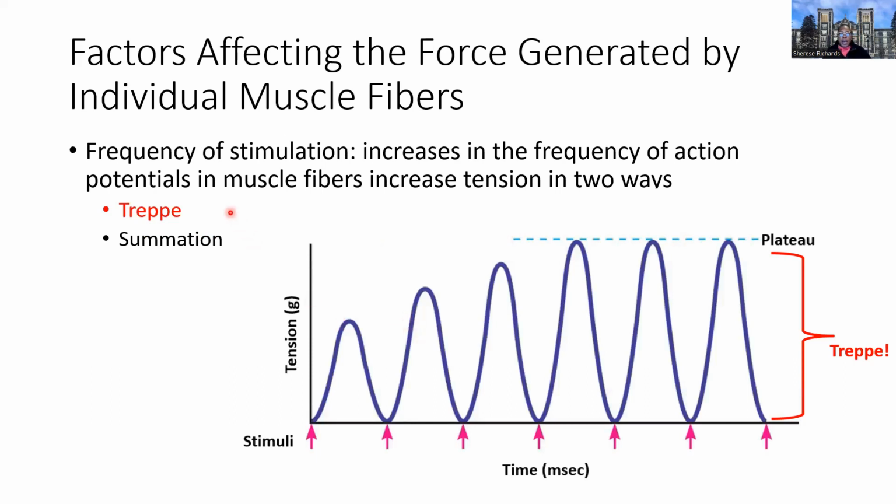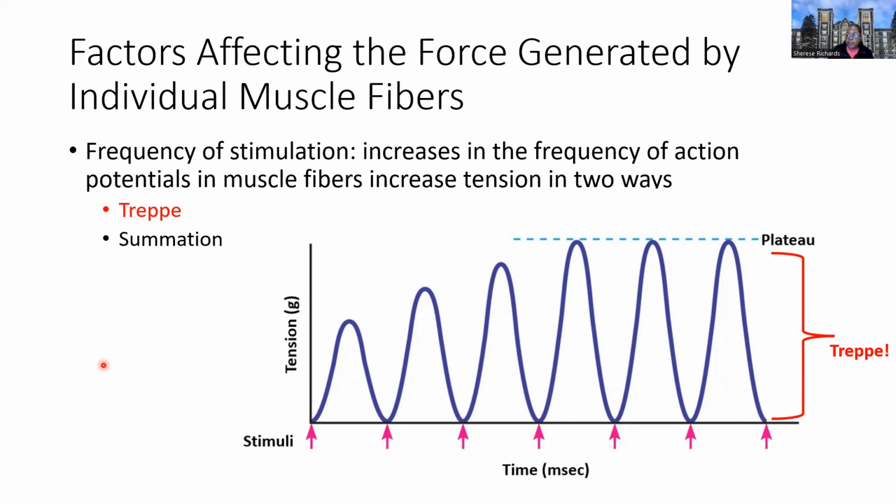We can also think about the frequency of stimulation. So that is another way to determine the amount of force generated or the amount of contraction seen in muscle. And we refer to this as frequency coding. So how quickly are those action potentials arriving on the muscle? That will also determine the amount of force generated from the muscle. And there are two mechanisms by which the amount of tension can increase.